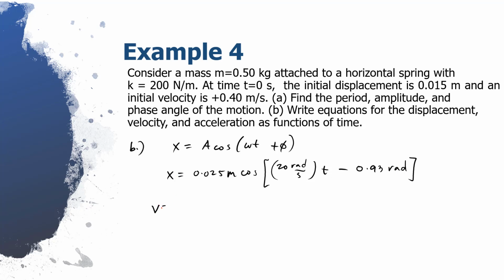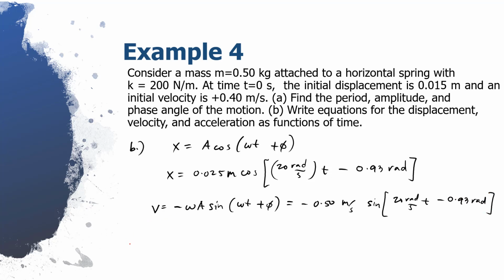My velocity is equal to minus omega A sine of omega t plus phi. So we have negative 0.5 meters per second sine of 20 rad per second times time minus 0.93 rad.